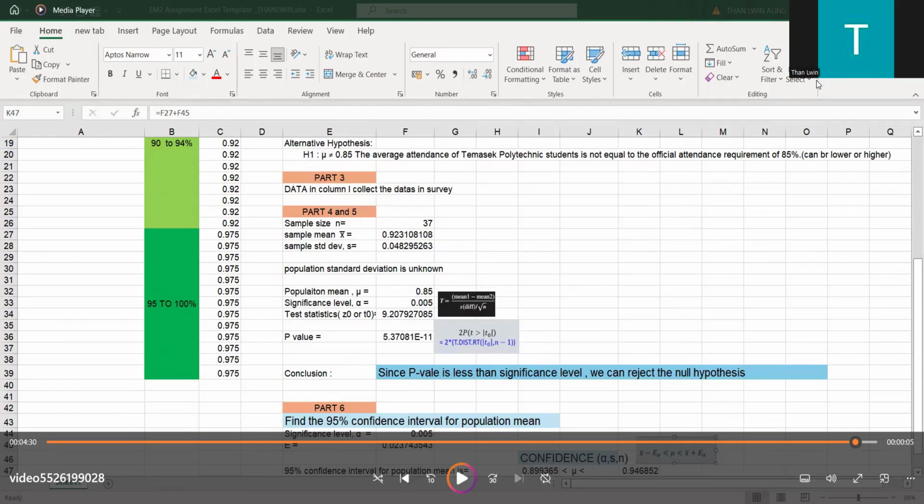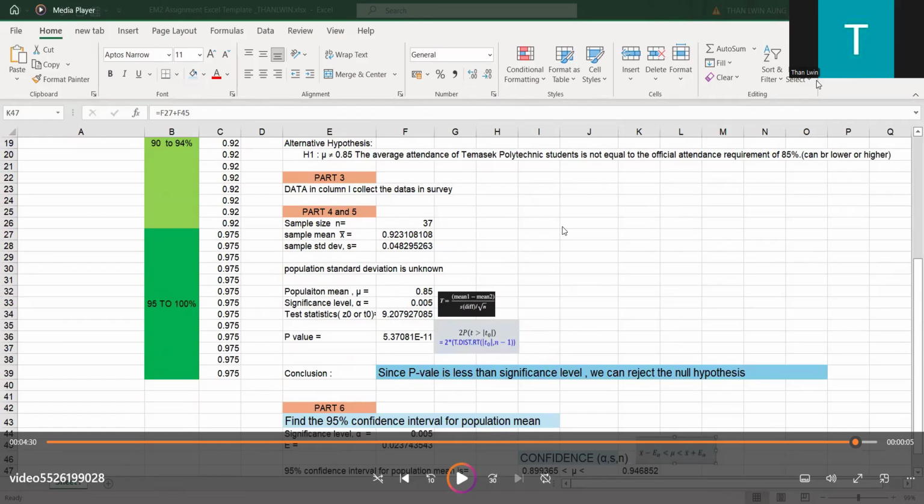Part three is the data collection. I collected 37 attendance percentages from my classmates and friends. I made a Microsoft Form. I will share this form. So this is the form that I made, and I will share the Excel file again.